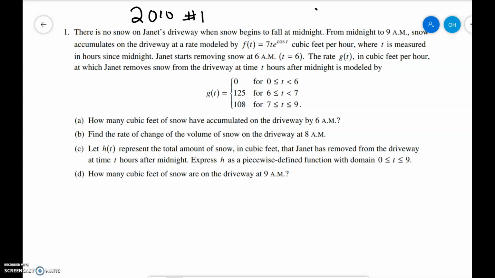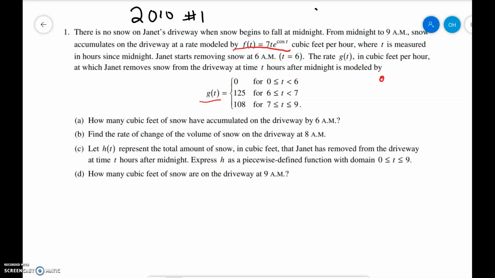All right, so we have Janet's driveway. There's no snow, and snow begins to fall at midnight. So from midnight to 9 a.m., you have snow accumulating on the driveway at this rate in cubic feet per hour, where t is measured in hours since midnight. Janet doesn't start removing snow until 6 a.m. And that rate that she's removing the snow is given by this g of t. And again, that's in cubic feet per hour.